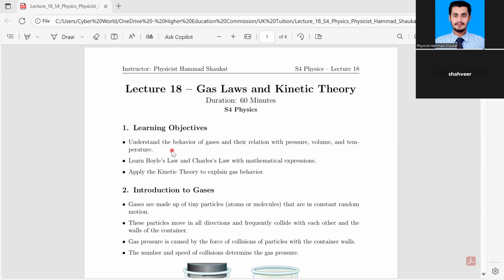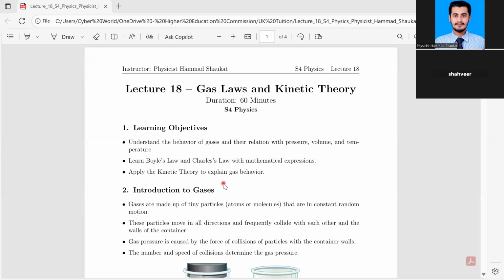So our learning objectives are: we will understand the behavior of gases and their relationship with pressure, volume, and temperature. Then we will discuss a detailed note on Boyle's law and Charles' law, and we will also see their mathematical expressions. We will also plot their graphs as well. And last, we will discuss the kinetic theory of gases behavior.